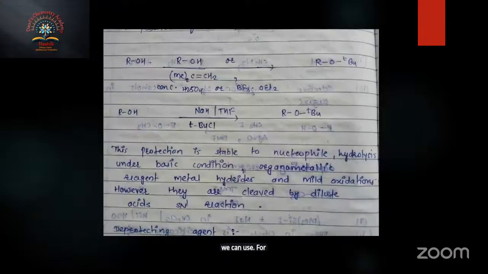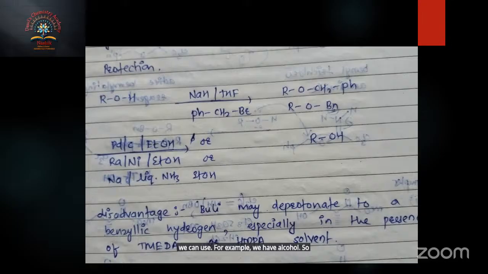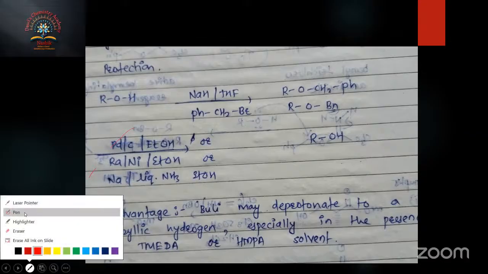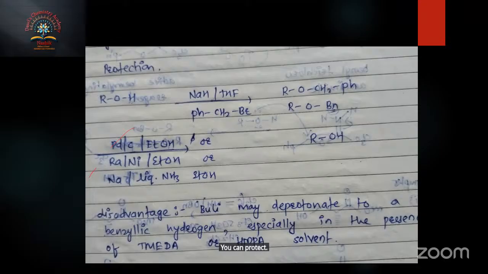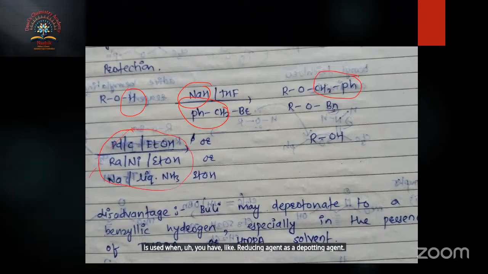For example, we have alcohol. You can protect alcohol with a methyl protection. For alcohol, let's say we have OH and we use base and benzyl bromide. This protection for alcohol is used when you have a reducing agent as a deprotecting agent, meaning in the next step. So first you have to protect the alcohol which you don't want to react with your reaction condition, right?